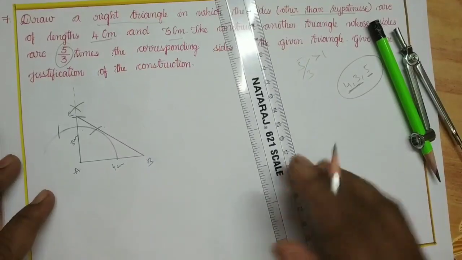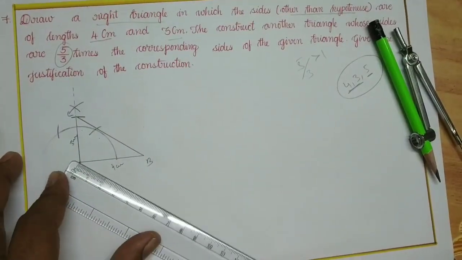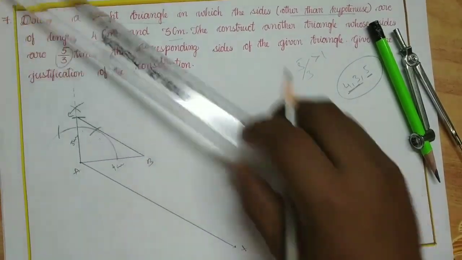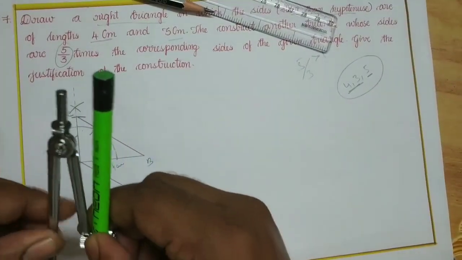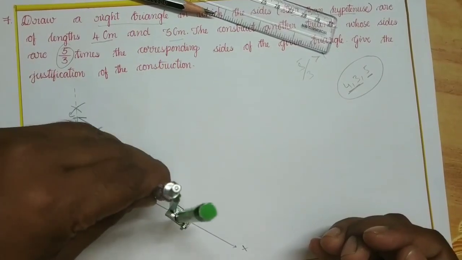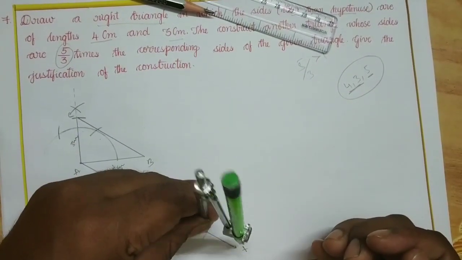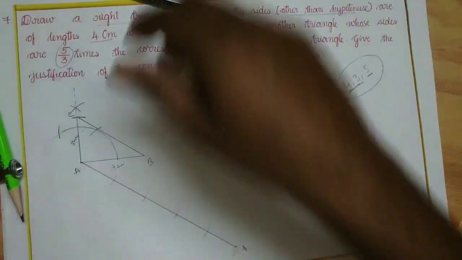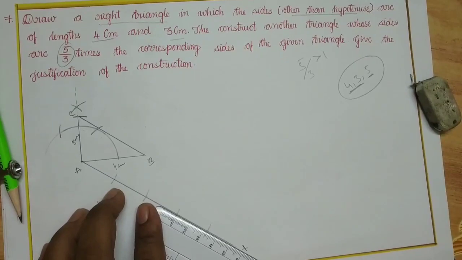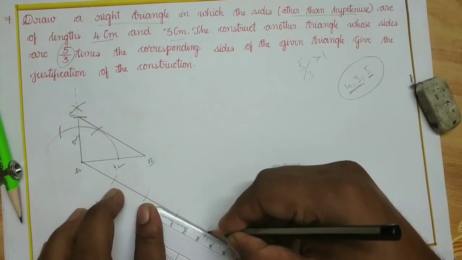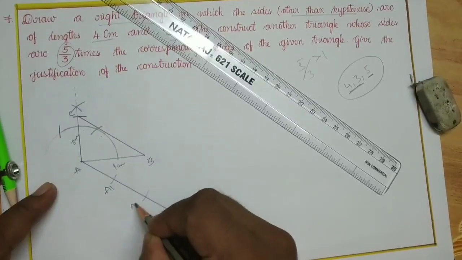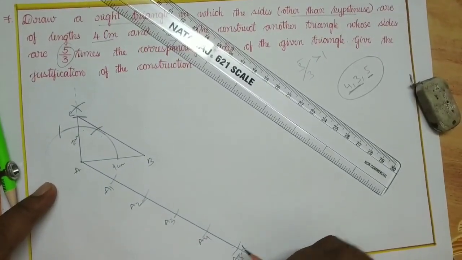Now we have to do the similar triangle construction. So 5 is the greatest number. Draw a ray of any length and name it AX. Okay, and we have to make 5 equal parts. So A1, A2, A3, A4 and A5. A5 is not sufficient, please extend it. If it is not sufficient, extend. So this is what it is. Name it as A1, A2, A3, A4 and this is A5.